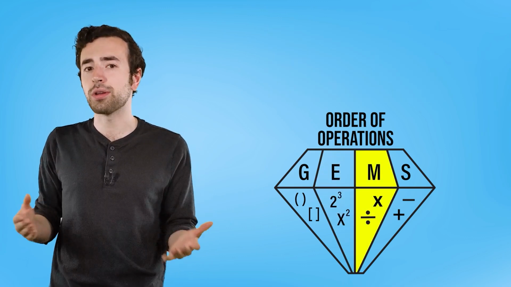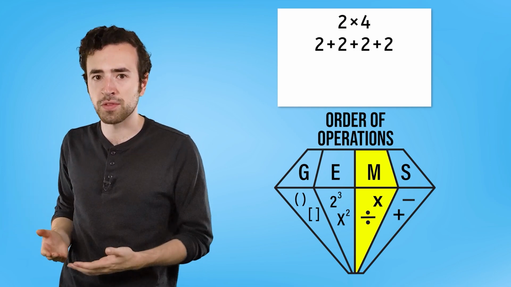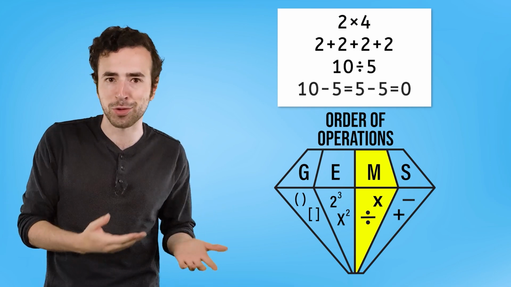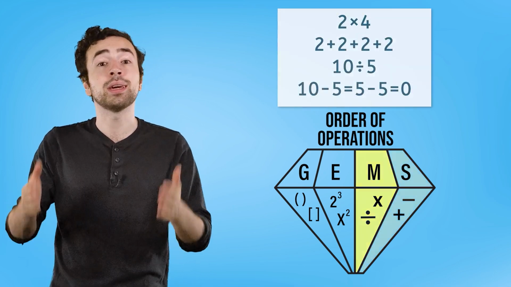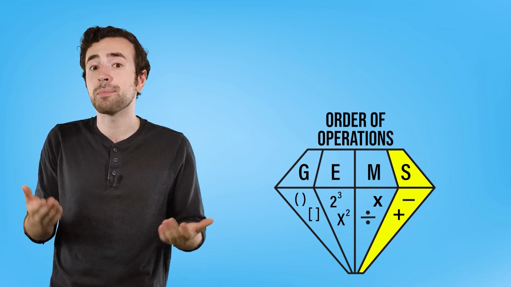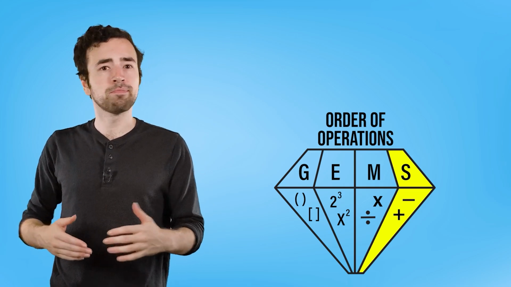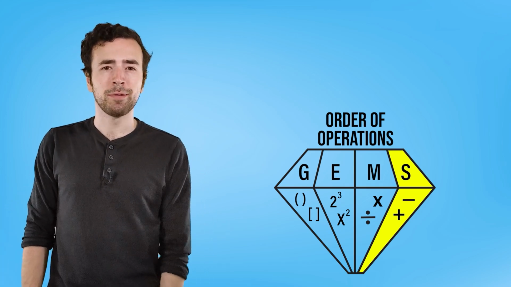Multiplication and division are next. They're ranked equally because multiplication is a faster form of addition and division is a faster form of subtraction. And finally, subtraction and addition are performed last because they're the most basic math operations and therefore have the lowest priority. So there you have it, GEMS.